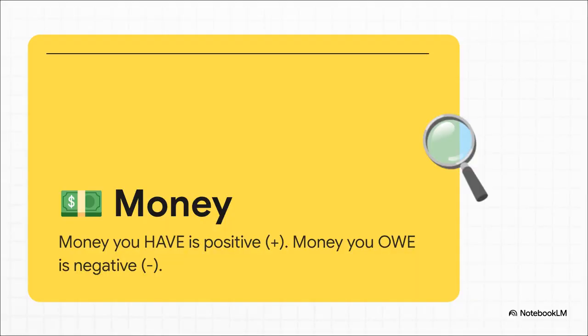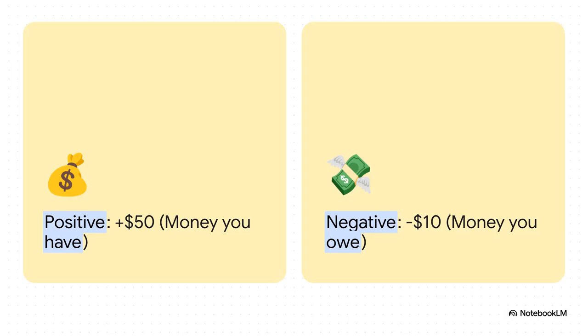Here's another one we all get, money. If you've got money in your wallet or your bank account, that's a positive amount. But if you owe someone money, a debt or a loan, that's a negative amount. You are literally below 0 until you pay it off. Think about it. Having $50 in your pocket, yeah, that feels pretty positive. But owing a friend $10 means you're sitting at -10 until you pay them back. It's the exact same concept. One is a gain, the other is a loss from that neutral starting point.